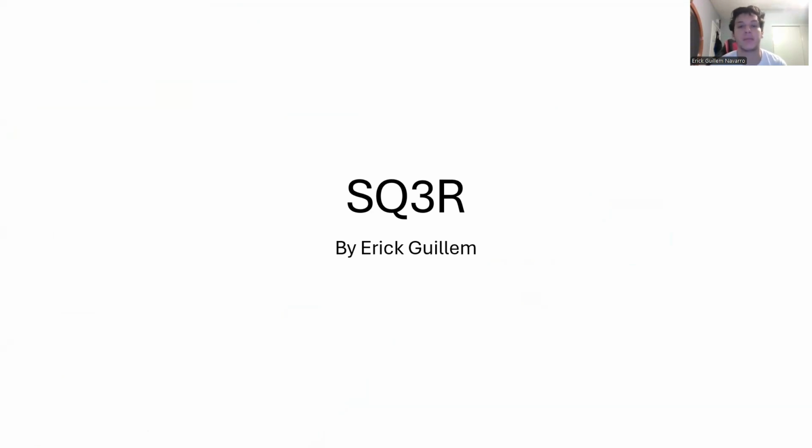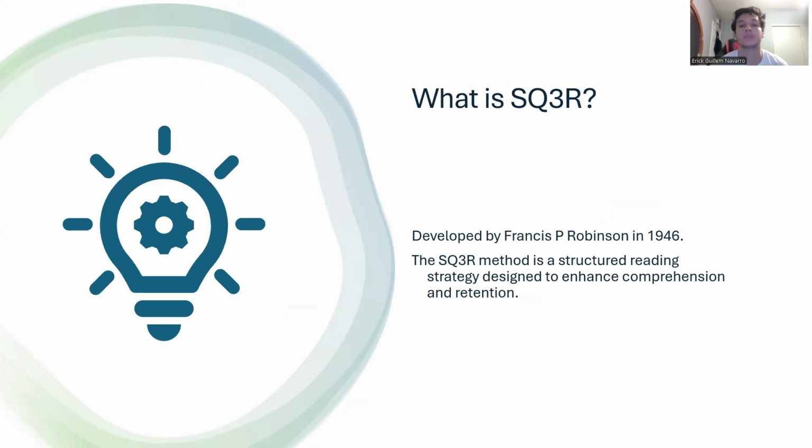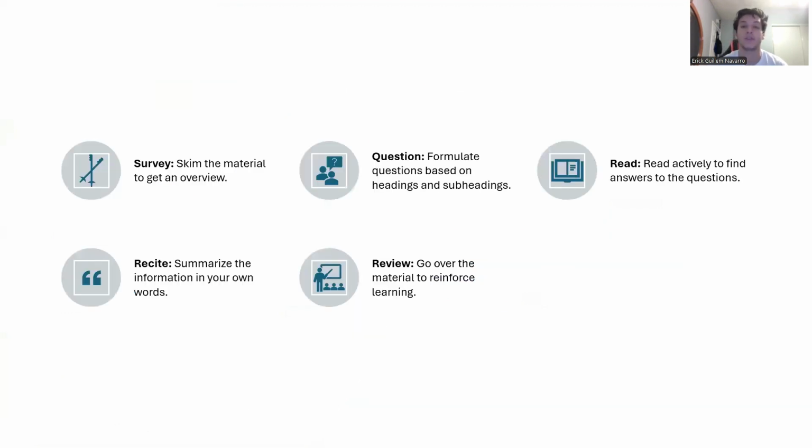Class. My name is Eric Guillem, and I'm going to talk about the SQ3R method. So, what is the SQ3R method? The SQ3R method is a structured reading strategy designed to enhance comprehension and retention, and it was developed by Francis P. Robinson in 1946. What does it stand for?